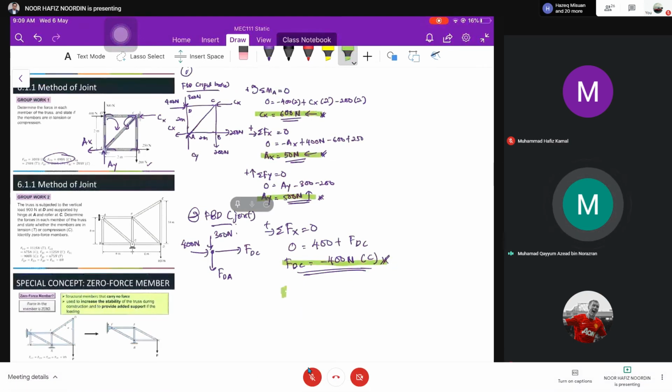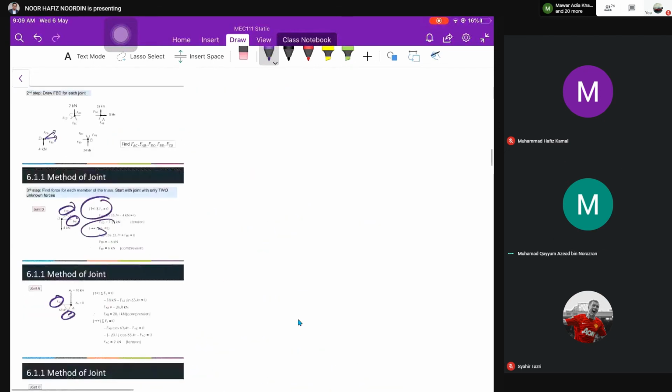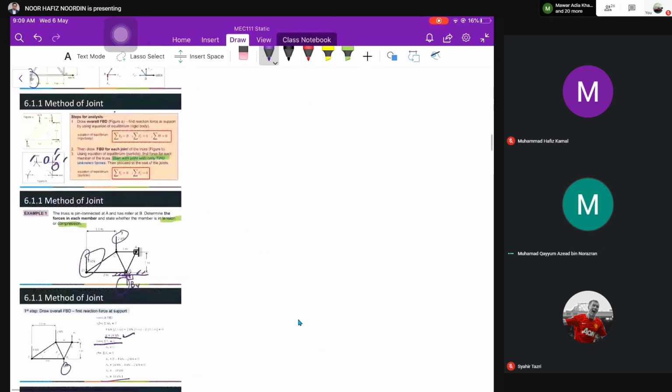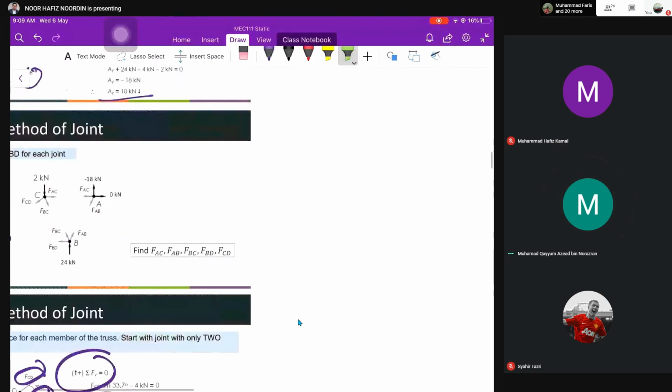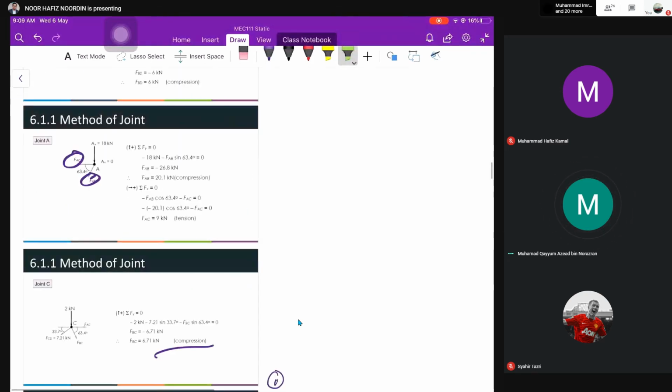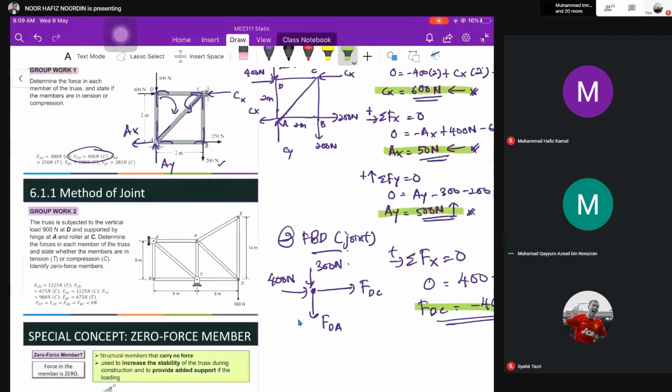Sir, kenapa yang second step yang join tu kita ambil point D? Point D. So tadi kalau you masih ingat, step kat atas tu saya dah explain. Untuk join, start with join with only two unknown forces. Nampak tak ni? So point D dan dalam case kita tadi tu point D ataupun point B yang ada dua unknown force kan. So kita start either point D ataupun point B dululah.